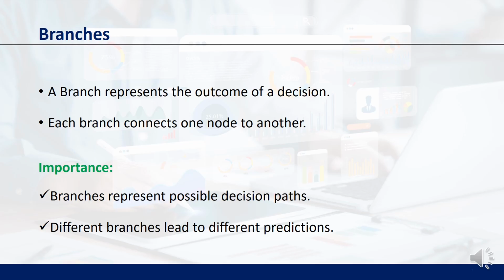When using a decision tree, we can think of the process as following a path. We start at the root node, we answer a question, we follow the corresponding branch, we reach another decision node, we answer the question, and we continue until we reach the leaf node. The leaf node gives the final prediction.